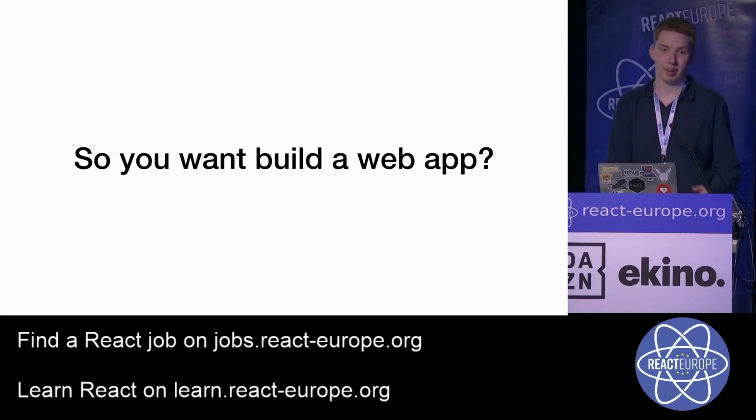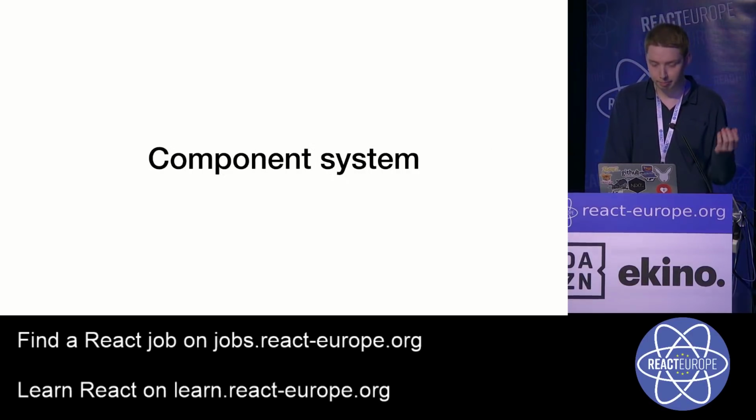Yeah, so my talk today is going to be about building web applications and all the things involved in doing so. So yeah, let's get started with, generally when you start building a web application, you want to make sure that you have some kind of component system because you want to share code between pages, right? So for example, you don't want to have 5 versions of the same button and 5 versions of your menu and that kind of thing.